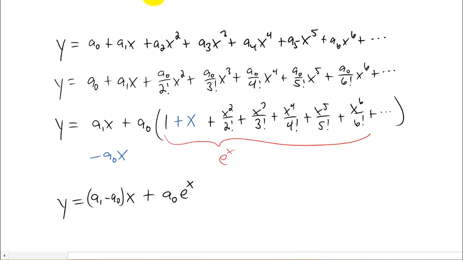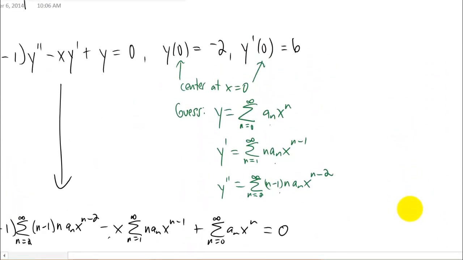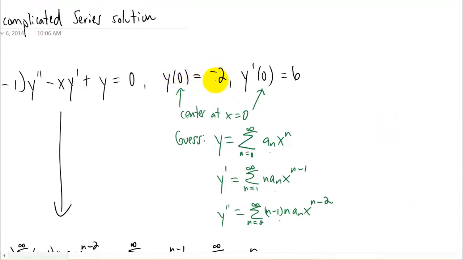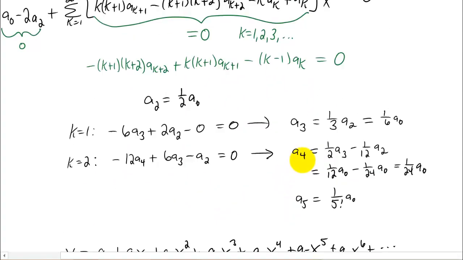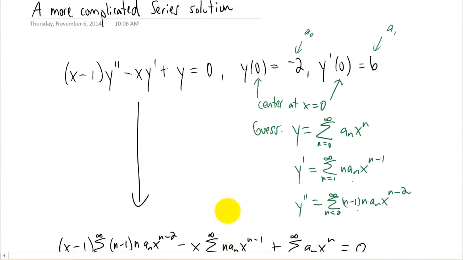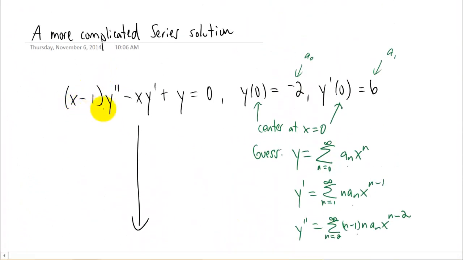Now, if we go all the way back to the original problem, we had been given initial conditions. This initial condition is a0. This initial condition here is a1. I'm just going to plug those in all the way down at the bottom. And there it is. That's the solution to the original differential equation, the very complicated looking differential equation up here. If you took that solution, plugged it into the DE, it would satisfy the differential equation. It would also satisfy the initial conditions.